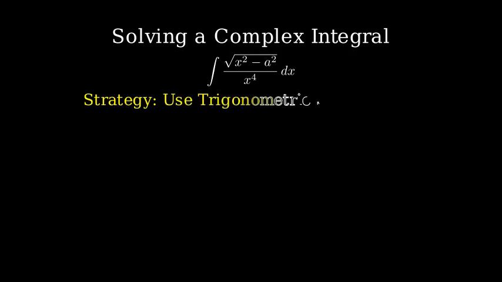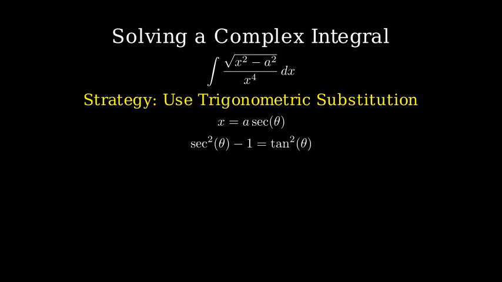The presence of square root of x squared minus a squared suggests we should try trigonometric substitution. Let's make the substitution x equals a secant theta. This is because when we have x squared minus a squared under a square root, secant theta is often helpful. Remember the identity: secant squared theta minus 1 equals tangent squared theta.